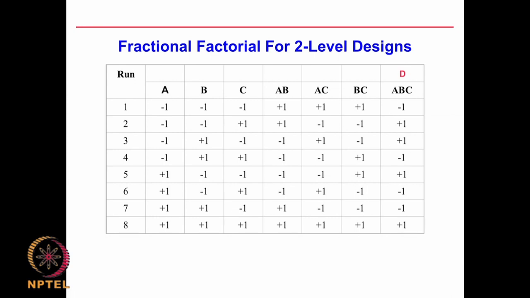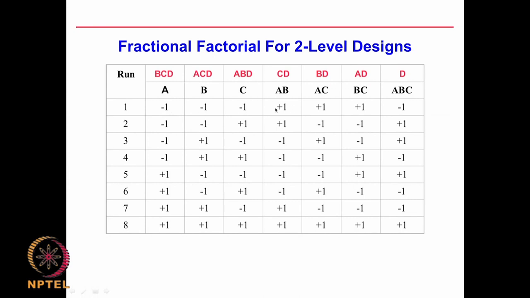What will happen? You already have certain interactions AB, AC, BC. What will happen to D involved? What will happen to AD? What will happen to BD? What will happen to CD? When you do that, you find AB is same as CD.